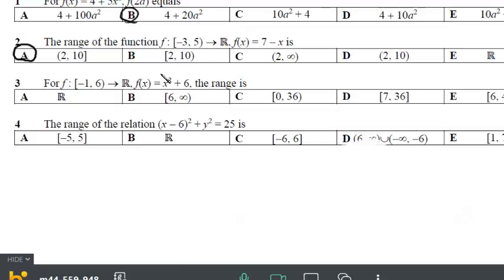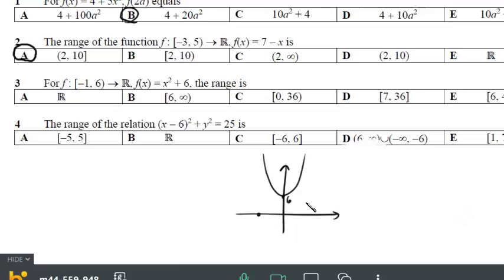So this one is x squared plus 6. We talked about this: it's x squared moving up by 6, so that's 6 right here. That's usually what it looks like. But the domain is from -1 to 6, so it's -1.